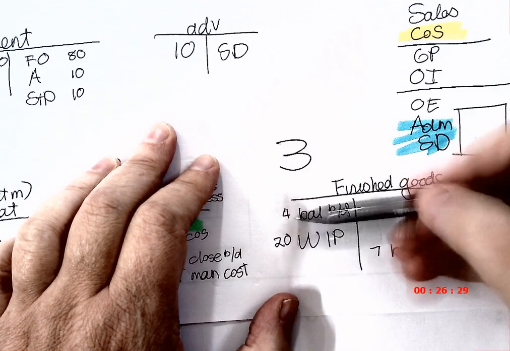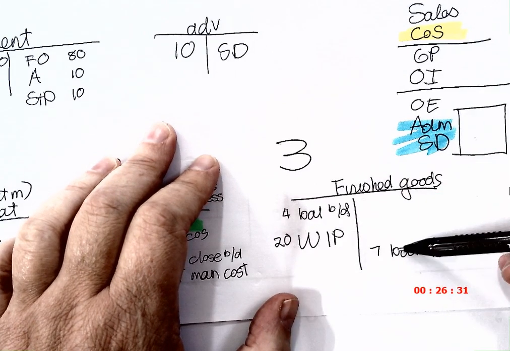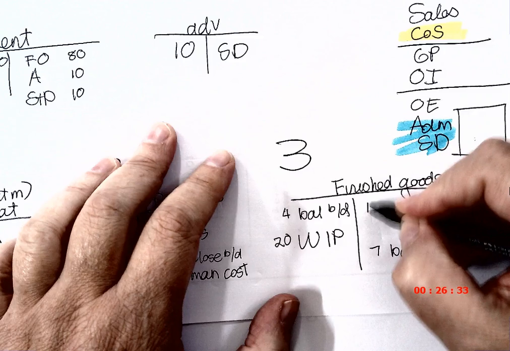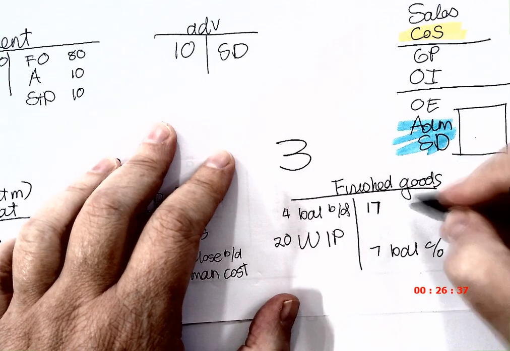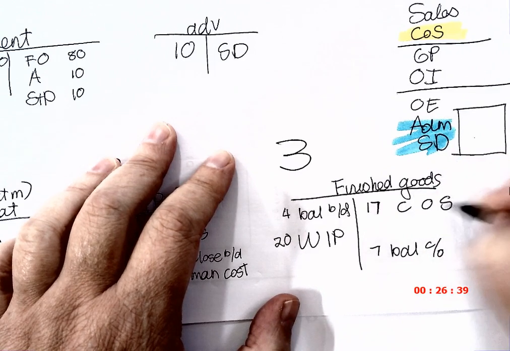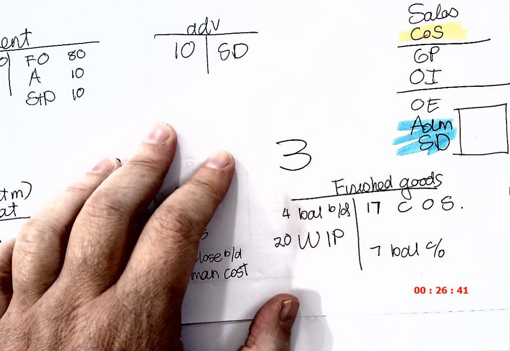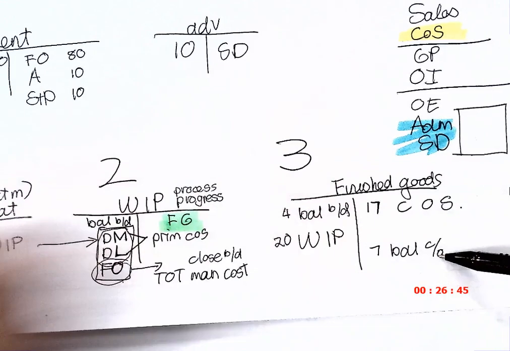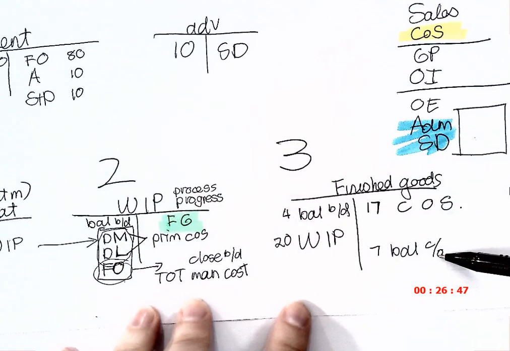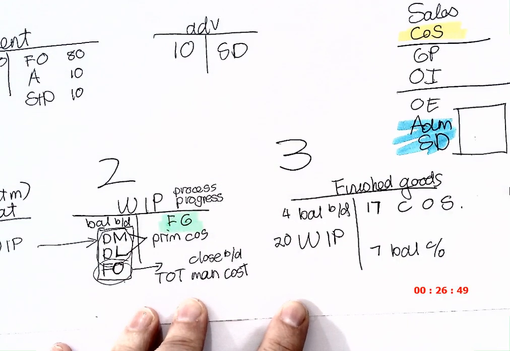4 plus 20 less 7. I've got 17 that is sold. And that 17 that is sold is my cost of sales. Because everything here is mostly working towards what it cost me. Right. You guys with me?